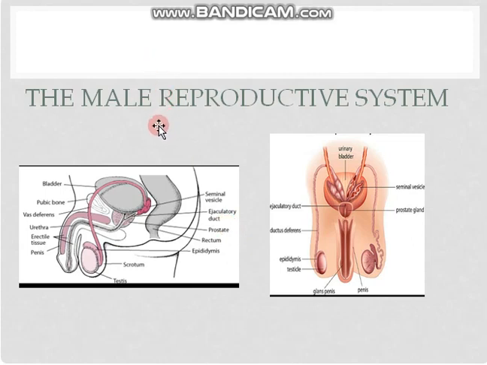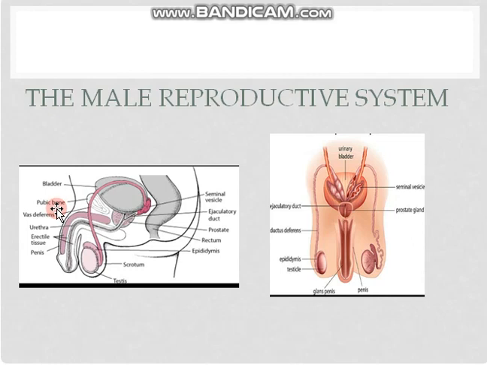Cowper's gland is also found just around where the prostate gland is, near the seminal vesicle. The Cowper's gland is responsible for secreting pre-ejaculate fluid. That means the fluid that comes along with the sperm, which we refer to as semen, when a man becomes sexually aroused.